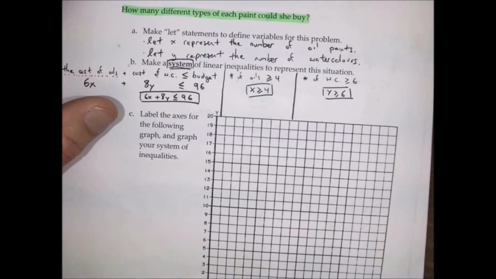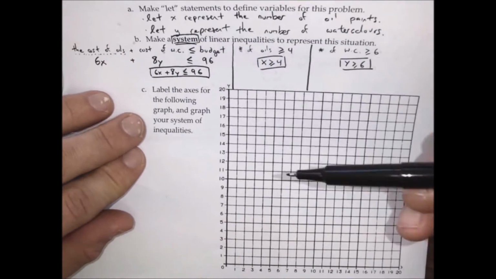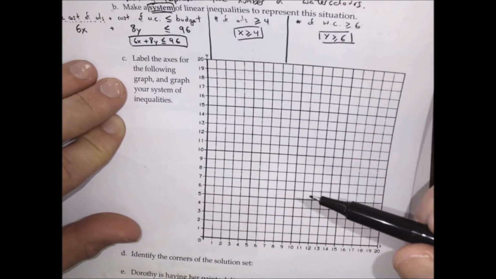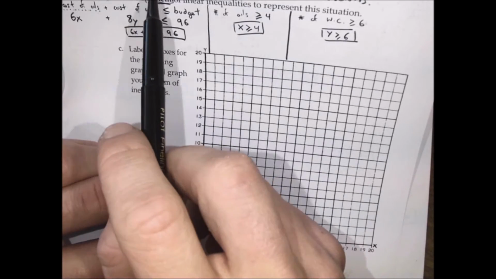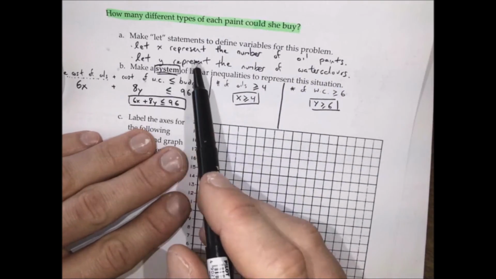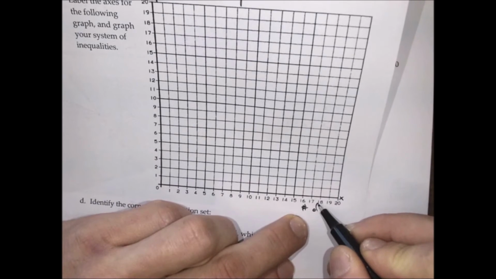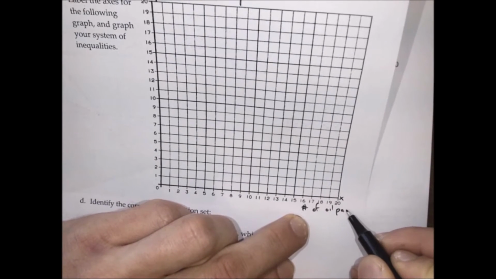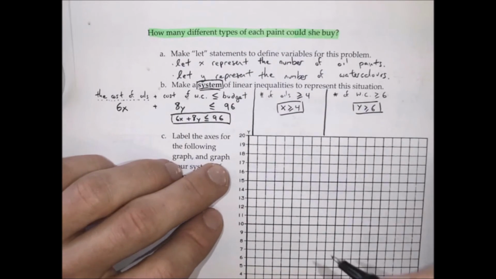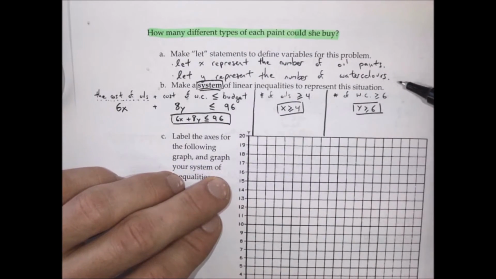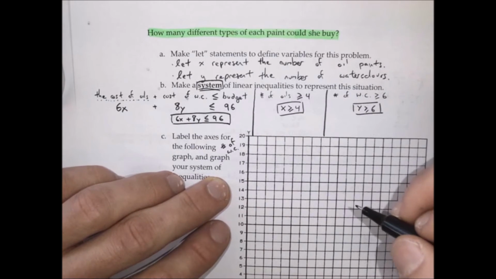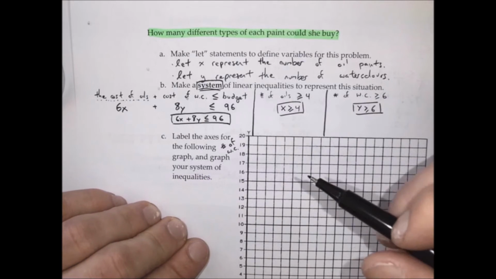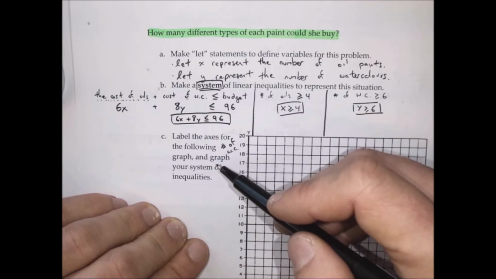Okay. So now we will label our axes. X represents this axis here, so that's our X-axis, and it represents the number of oil paints that Dorothy buys. And the y-axis represents the number of watercolors. I'm just going to abbreviate that, WC for watercolors. So that's the first thing. We're asked to label our axis and then graph the system.